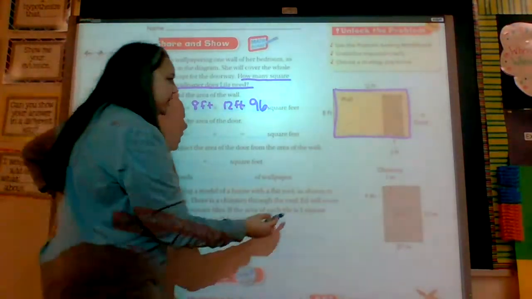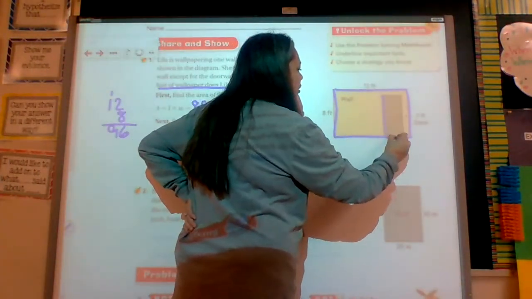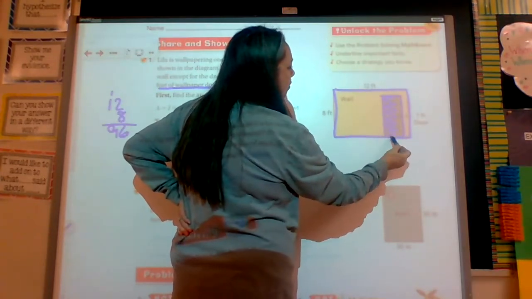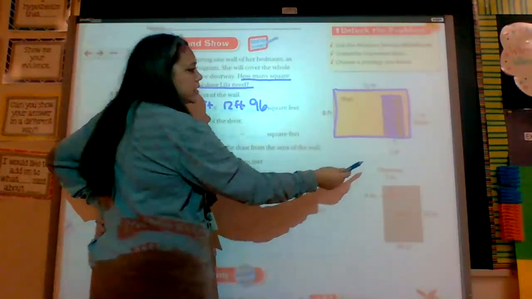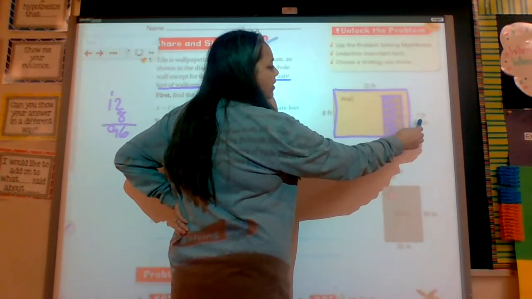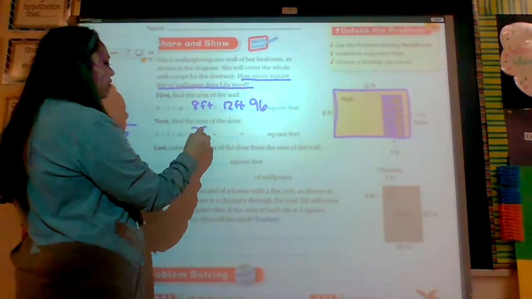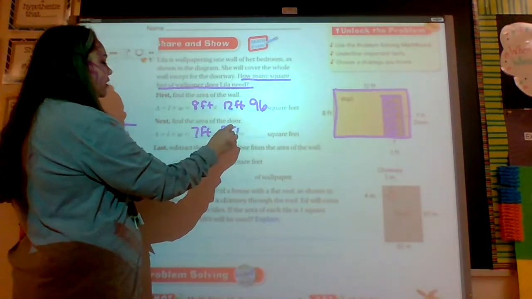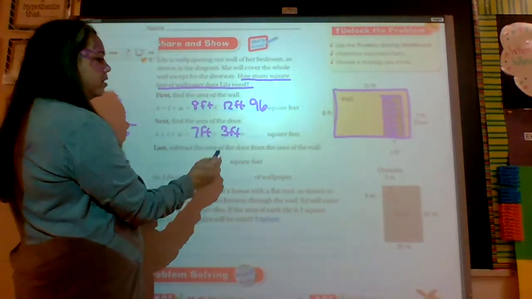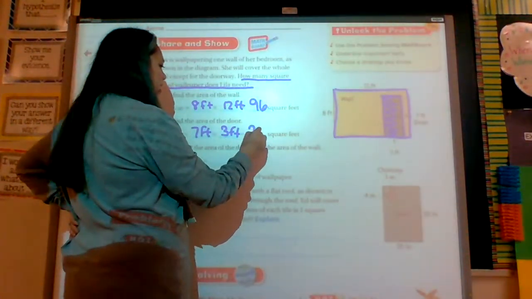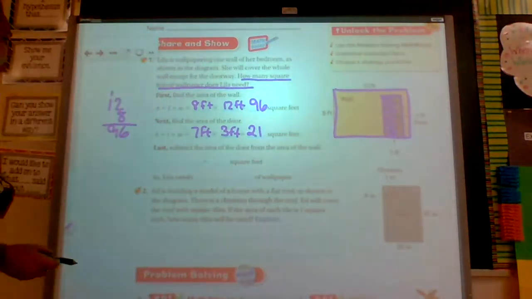Then you're going to find the area of the door. Now you're just looking for this space, the area of the space inside of this door right here. And in this door, it's telling me, if you look over here, the door is 7 feet by 3 feet. So it's 7 feet by 3 feet. And it's telling us here length times the width. What's 7 times 3? That's right, 21 feet squared.